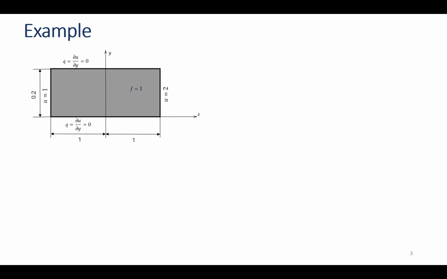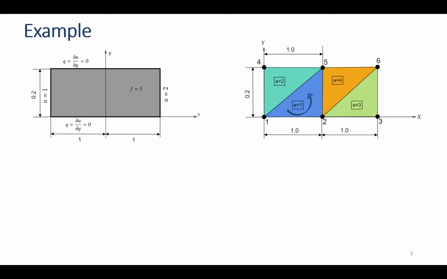Let us solve this using 4 elements. That is, we are dividing the domain, this 2 divided by 0.2 domain, into 4 elements, and here we have 6 nodes. So 1, 2, 3, 4, 5, 6.